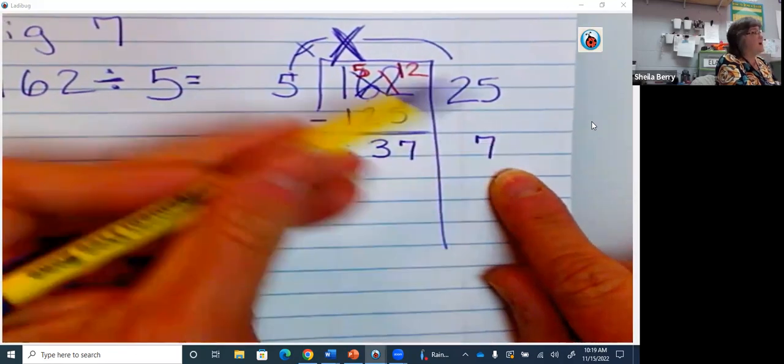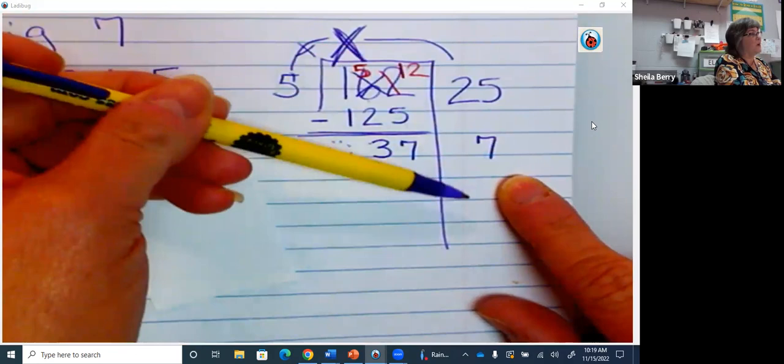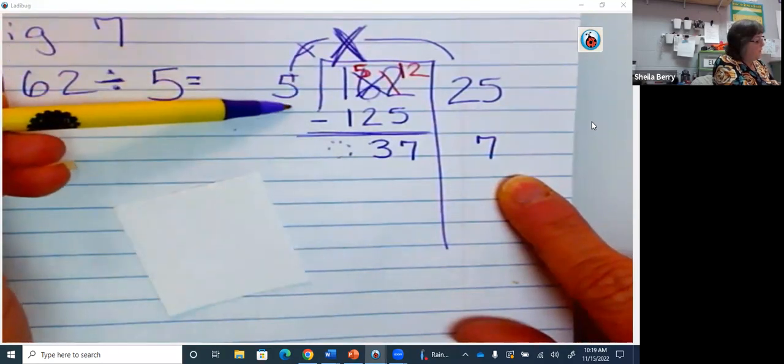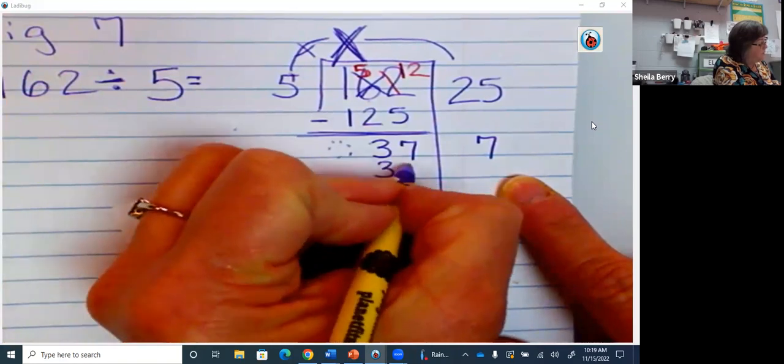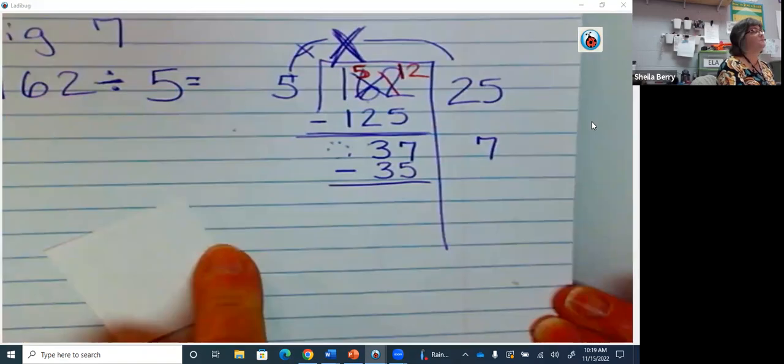What is 7 times 5? Remember, we have to go over the wall. This is like a wall. So we go over the wall. 7 times 5 is 35. So I'm going to put my 35 in here. And I have to subtract.